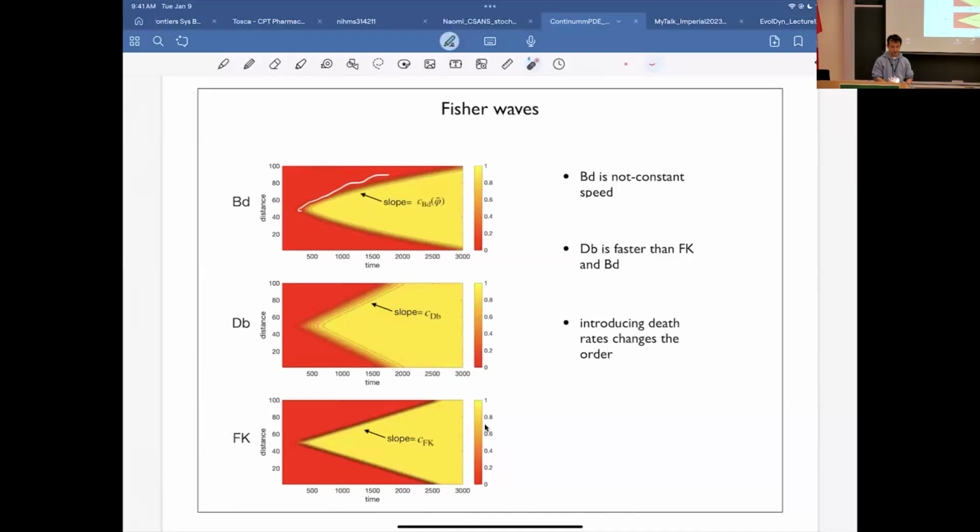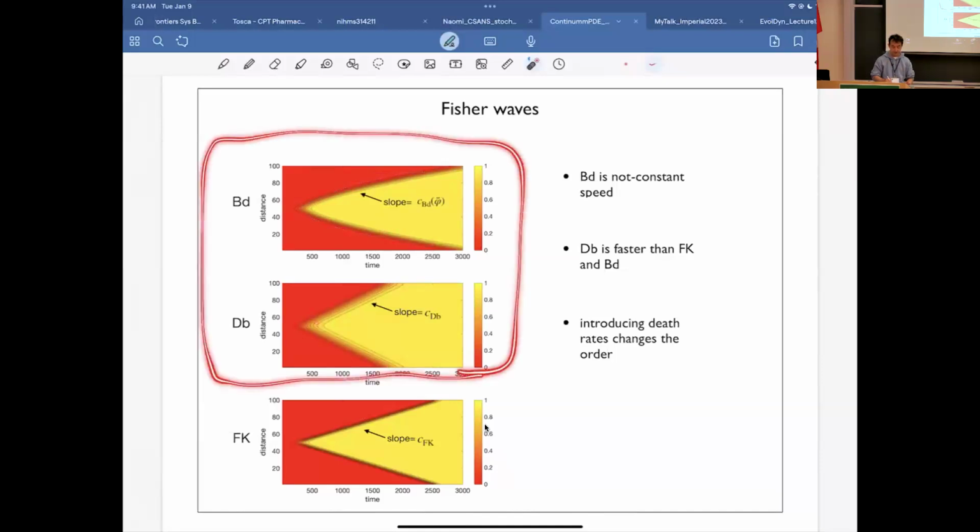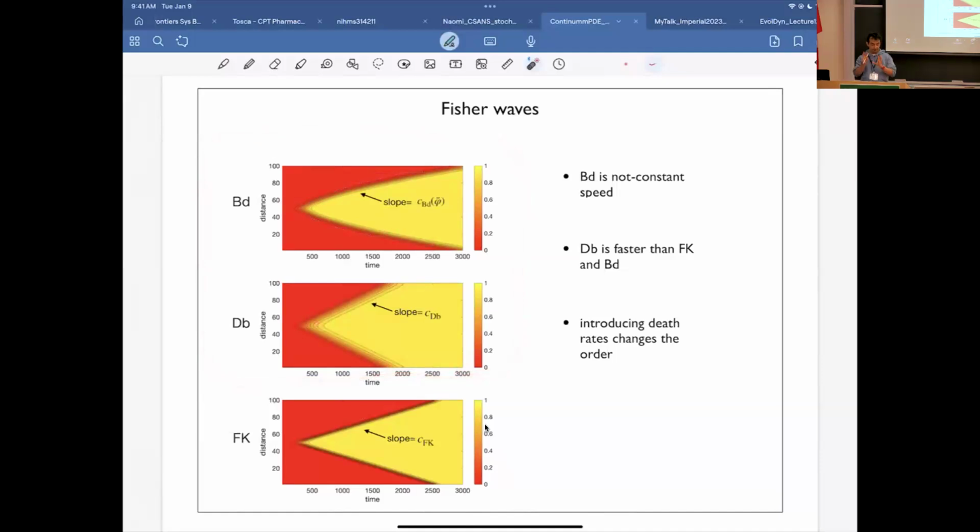If I take the average speed over this decelerating wave, it's actually on average a little bit less than death birth and Fischer Kolmogorov. So the death birth and birth death processes are not just locally different, they have slightly different fixation probabilities. They also have different Fischer wave speeds, a little bit different, more than a few percent, I guess.